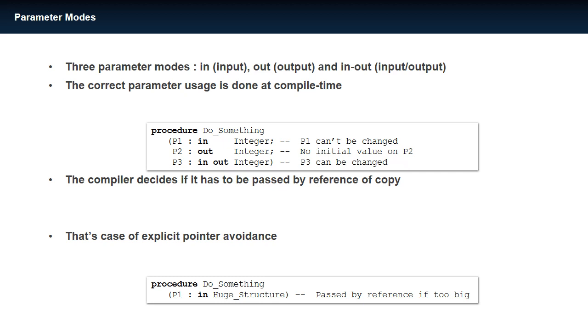Let's look at the last example on the slide to understand what this means. Here we are passing some huge structure into a procedure. In C, this would be done by pointer. In Ada, the compiler will decide how this should be done. If the structure is sufficiently large, it will probably be passed by reference.